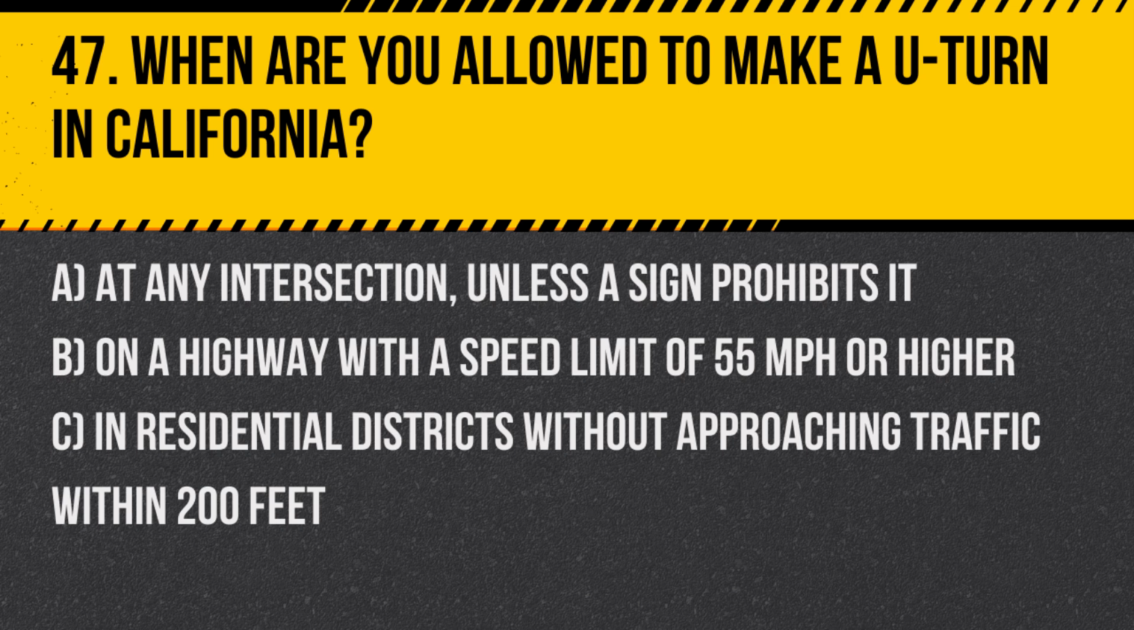Question 47. When are you allowed to make a U-turn in California? A. At any intersection, unless a sign prohibits it. B. On a highway with a speed limit of 55 miles per hour or higher. C. In residential districts without approaching traffic within 200 feet.